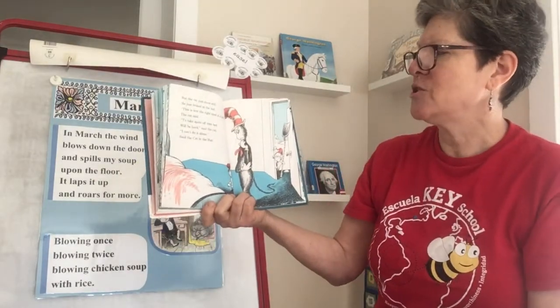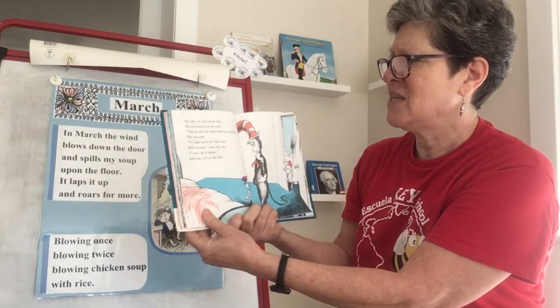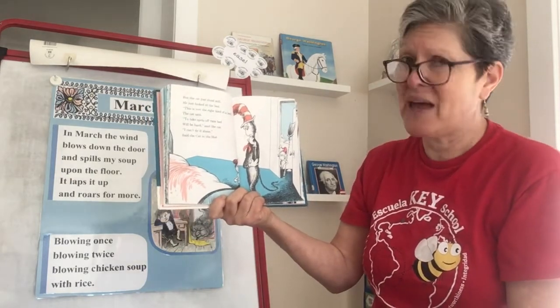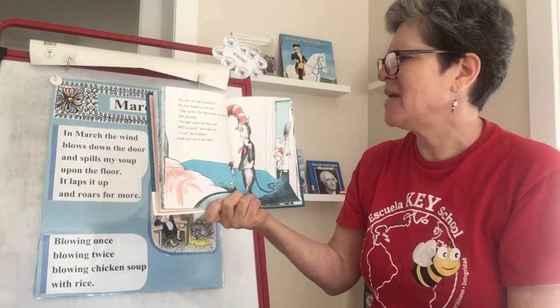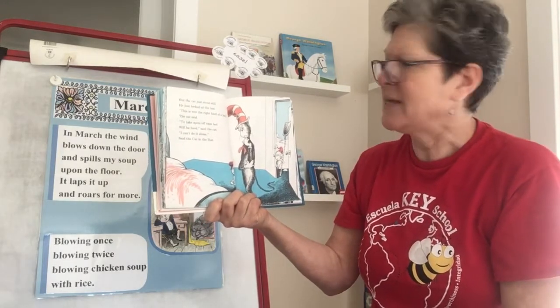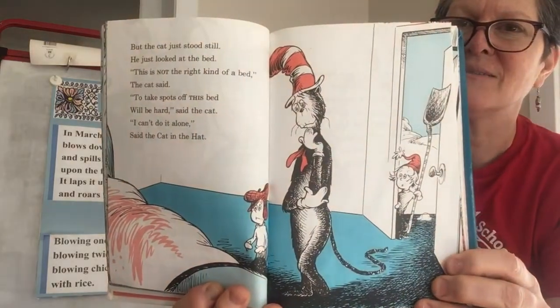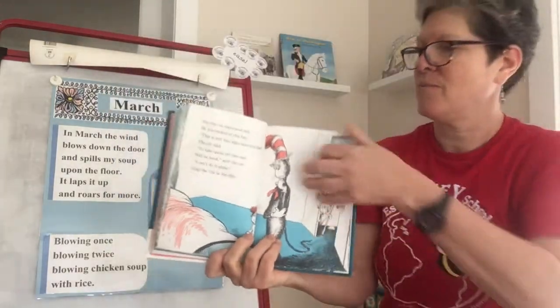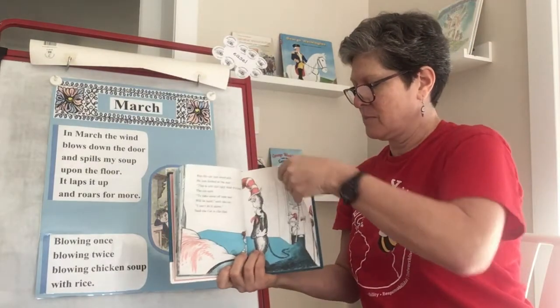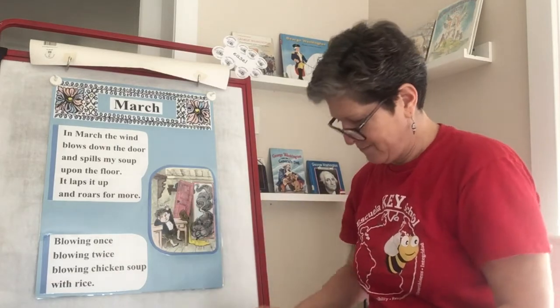But the cat just stood still. He just looked at the bed. "This is not the right kind of a bed," the cat said. "To take spots off this bed will be hard," said the cat. "I can't do it alone," said the cat in the hat. Oops.